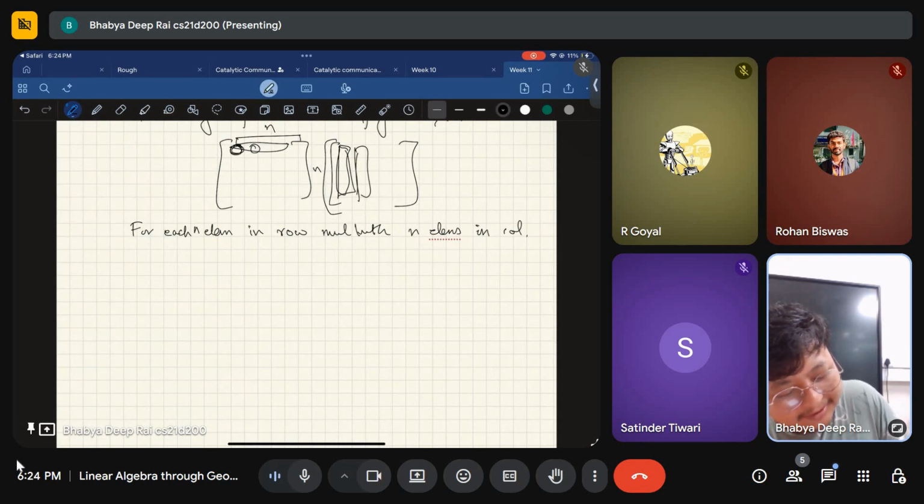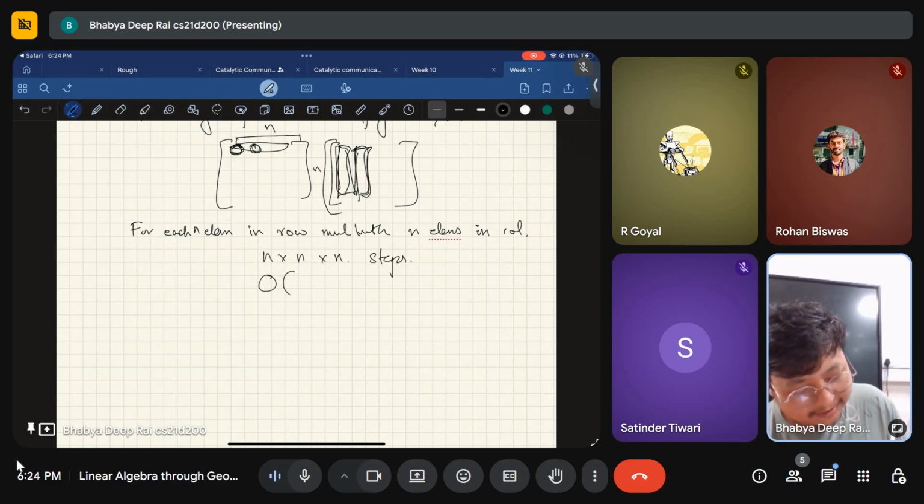This is multiplied with the first element, and this is multiplied with the next column. But there are n columns, and there are n rows, and each of the n rows has n elements. So you have n times n times n. So these many steps are roughly needed. That's what we call, in order notation, that it roughly takes n cube steps.